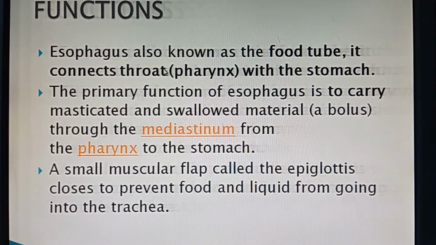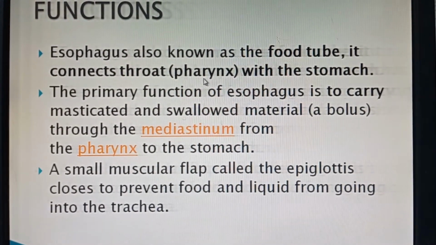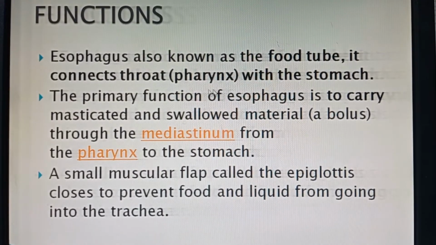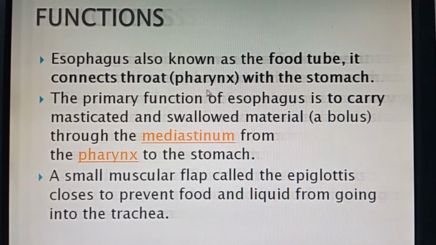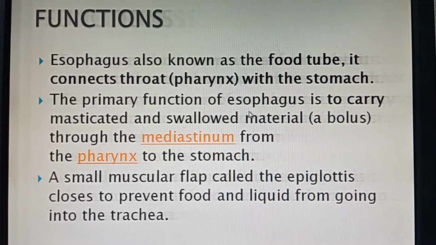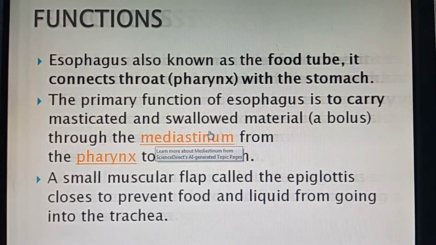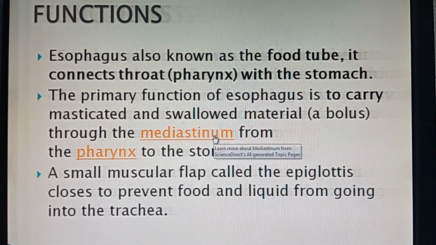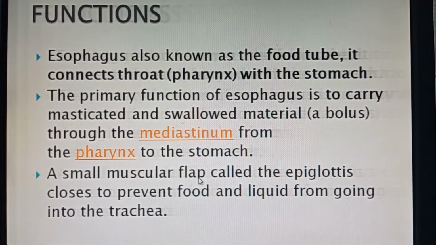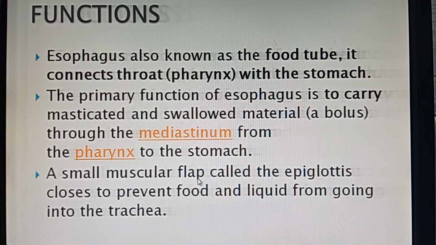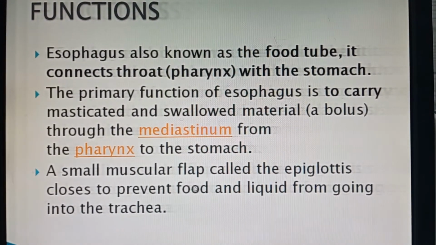Functions. The esophagus tube is also called the food tube. It connects the pharynx with the stomach. It is present between the pharynx and stomach, so it is a connection between the pharynx and stomach. The primary function of the esophagus is to carry masticated and swallowed material called bolus through the mediastinum from the pharynx to the stomach. A small muscular flap called the epiglottis closes to prevent the entry of food and liquid into the trachea.